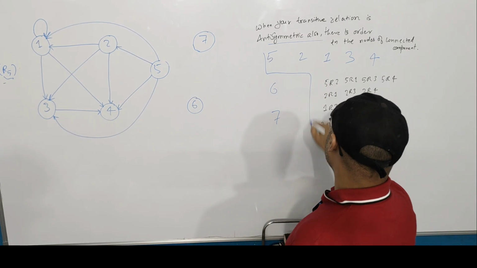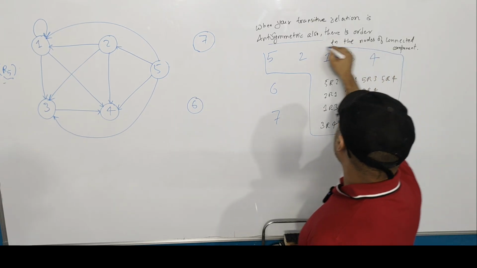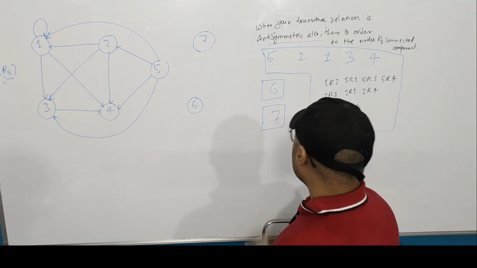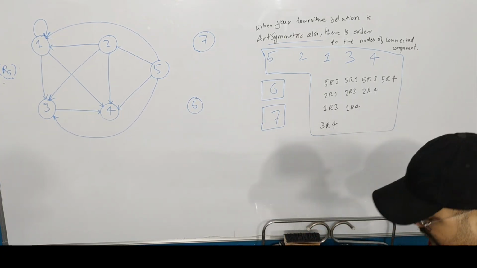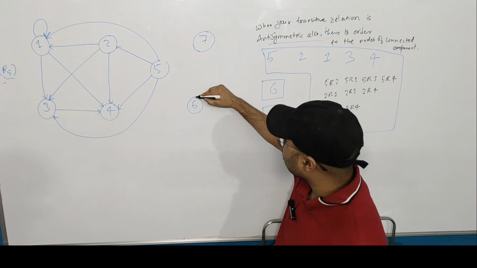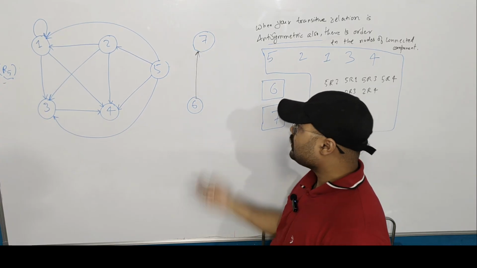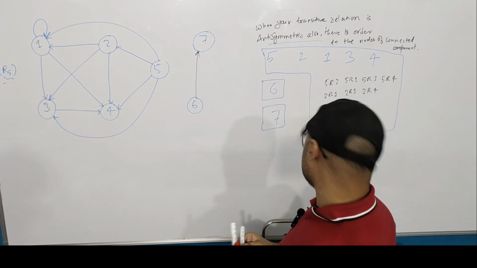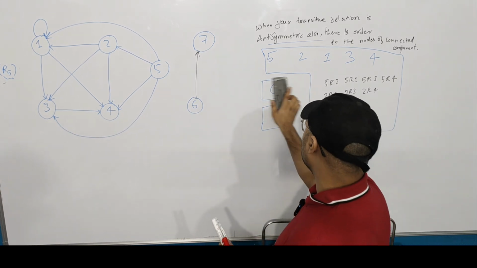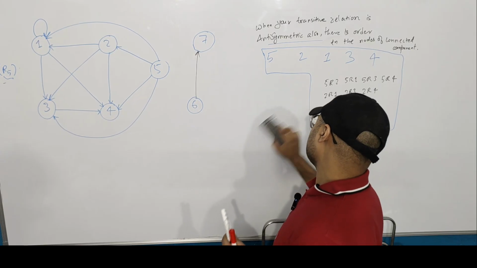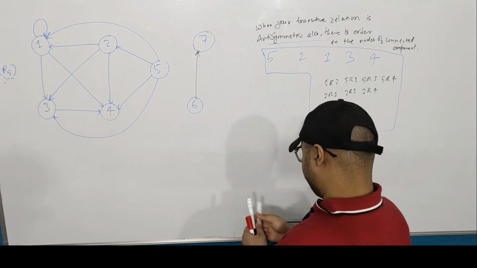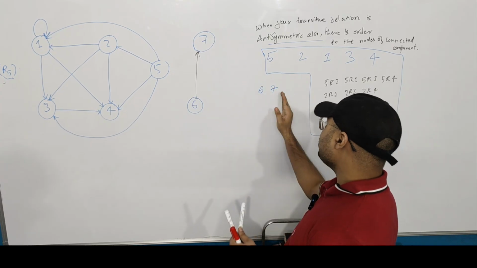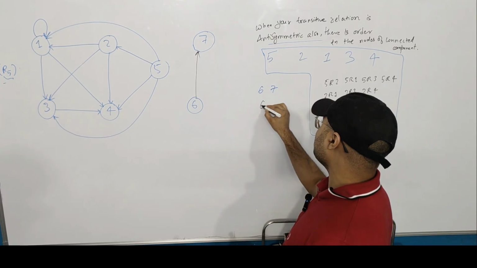This is one connected component, and this is another connected component, and this is another connected component. Let's say I connect this 6 to 7 also. Now this is still a transitive relationship. So if you connect 6 and 7, then you can write this connected component now as 6, 7. In this order you can write it, where 6 will be related to 7.